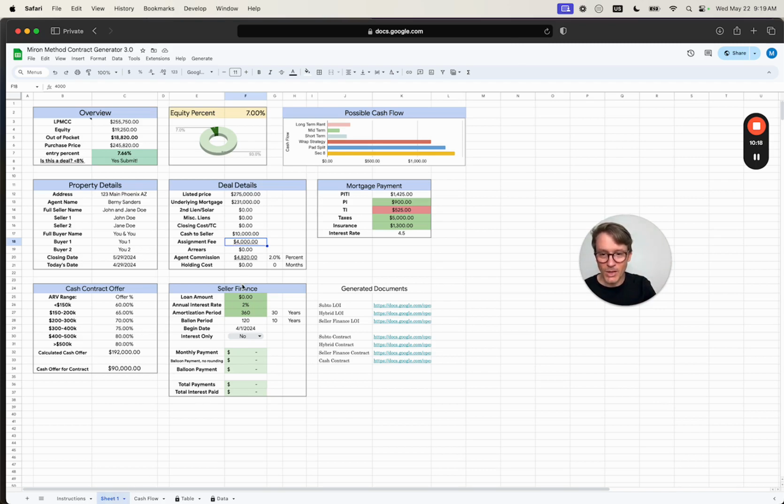Okay, so we have seller finance. I didn't even talk about the cash part. You'll understand this part. I'm going through the details: address, agent's name, seller's name, your name, you and your partner's name, seller and their partner's name. If they don't have a second seller, just put NA. And if you don't have a second buyer, put that too. Close date, today's date. I think we got through all that.